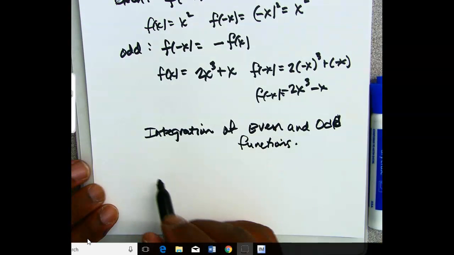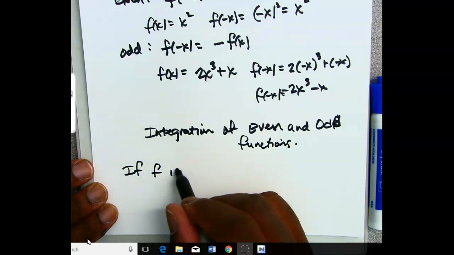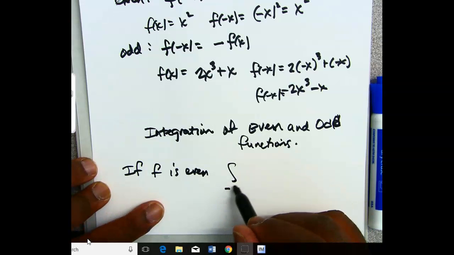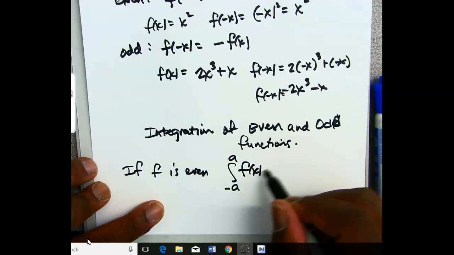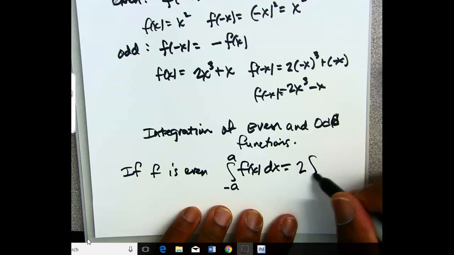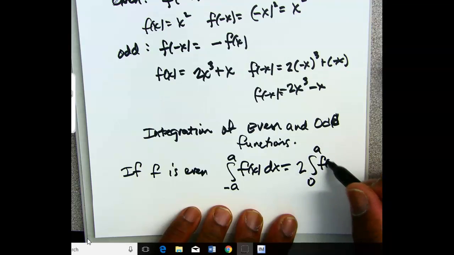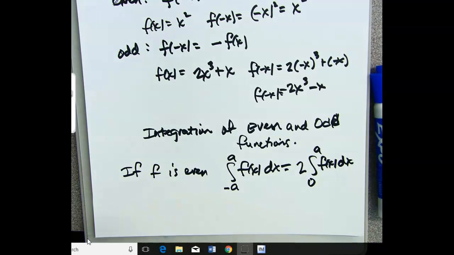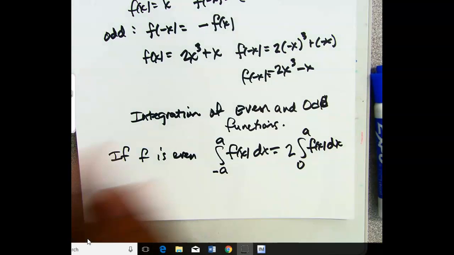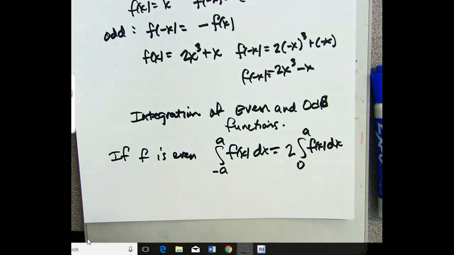Okay, so if f is even, then the integral from negative a to a of f of x dx is equal to 2 times the integral from 0 to a of f of x dx. So in this case, because they have symmetry over the y-axis, if I'm going from negative 3 to 3, really all I need to do is go from 0 to 3 and multiply it by 2. Because the areas on both sides are going to be the same.